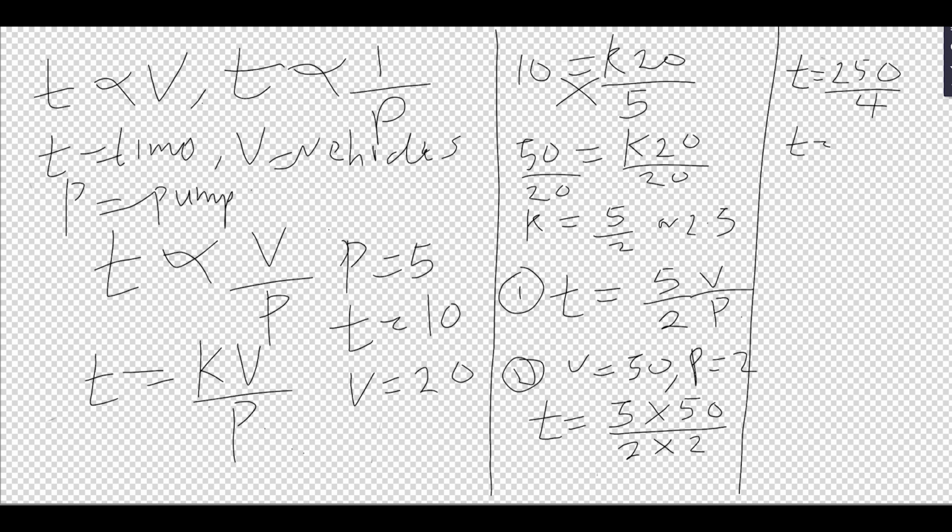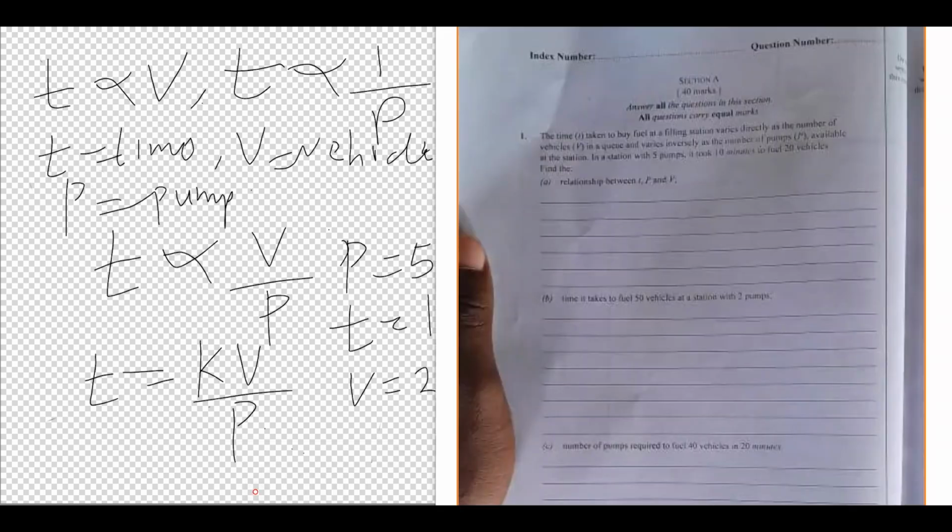So when we divide this by 4, 4 in 25 we have 6, and 4 in 10 is 2, so it remains 2 over 4. So it takes roughly 62.5 minutes.